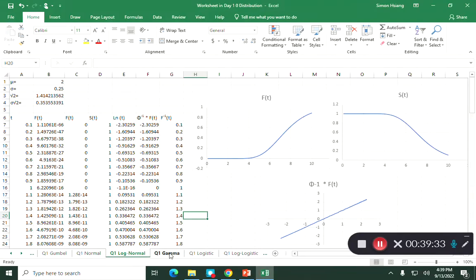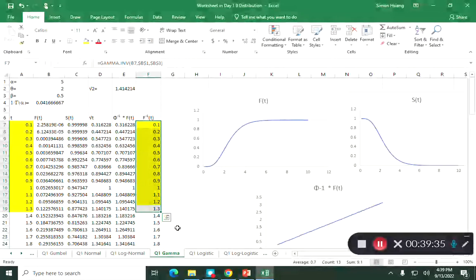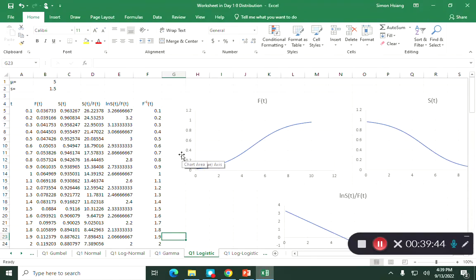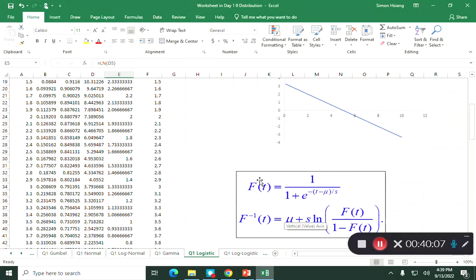Now, we have our gamma function done. And finally, I would like to do log logistic. Log logistic, remember, there's a magic term, okay? The magic term is called the odds ratio. The odds ratio is the ratio of failure versus the survival. So look at the distribution, it looks like this.